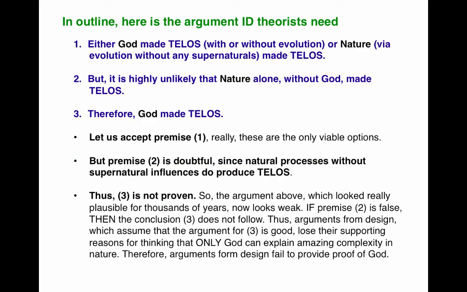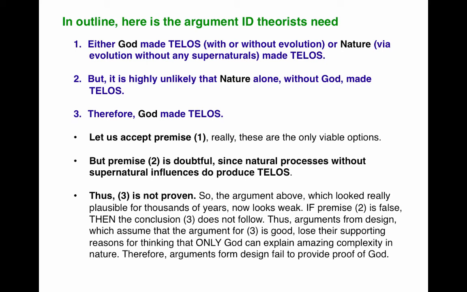In outline, here is the argument ID theorists need. Either God made telos, with or without evolution, or nature, via evolution without any supernaturals, made telos. But it is highly unlikely that nature alone without God made telos. Therefore, God made telos. Again, this is the argument that ID theorists need. Let's accept premise 1. Really, these are the only viable options. Either God made telos or nature made it. But premise 2 is doubtful, since natural processes without supernatural influences do produce telos.